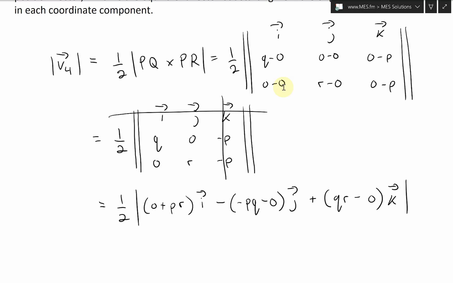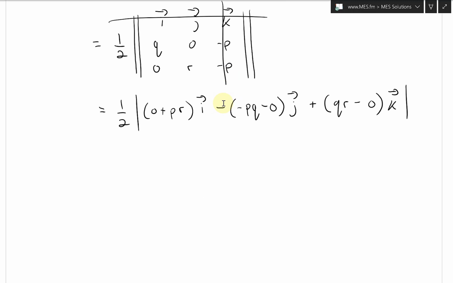And then put the length, right, this dot here. All right, so we have that. So this equals 2, simplify everything, cross like that. So length, PRI, then minus cancels, becomes PQJ, like that. And then plus QRK, like that.